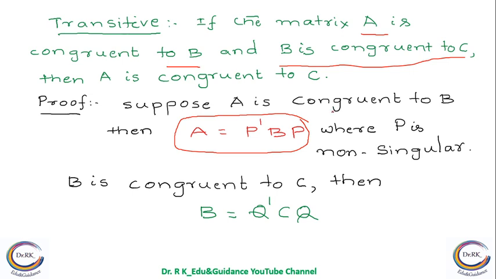A is congruent to B, so immediately there exists a relation A equals P transpose BP. Also B is congruent to C, so there will be a matrix Q such that B equals Q transpose CQ. That means B is congruent to C. So we have these two relations. Now we have to show A is congruent to C. So how do we do it?